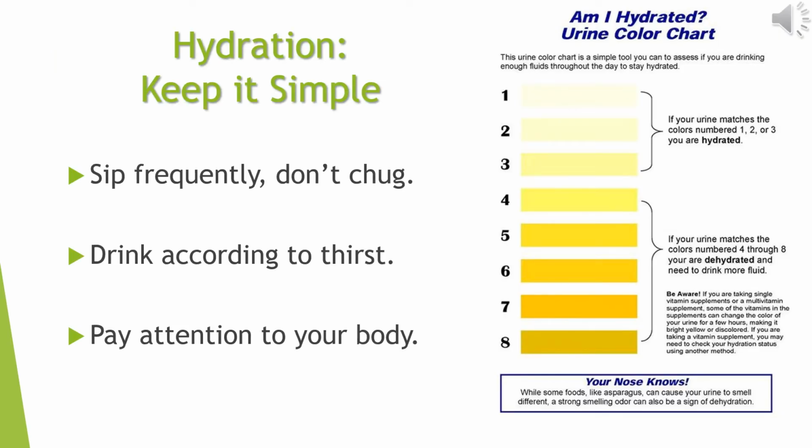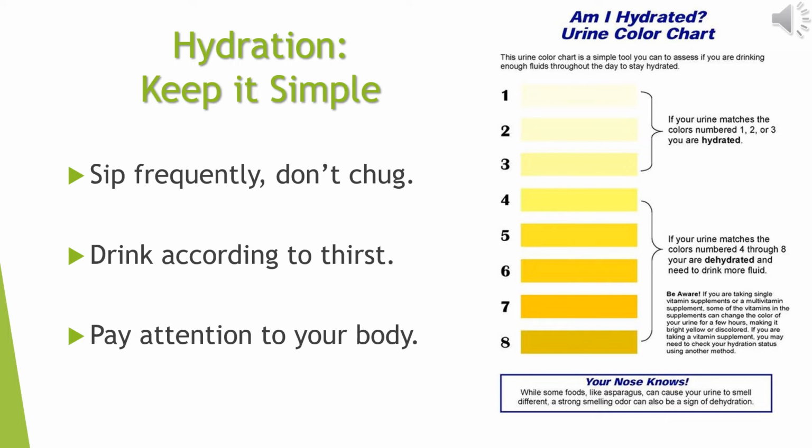There is some science that goes into maintaining optimal hydration, but even researchers are finding that the simplest guidelines are often the most effective. They include: 1, sip frequently and don't chug, and 2, drink according to thirst. A very easy and accurate way to determine if you're optimally hydrated is to actually do something as simple and as gross as looking at the color of your urine.